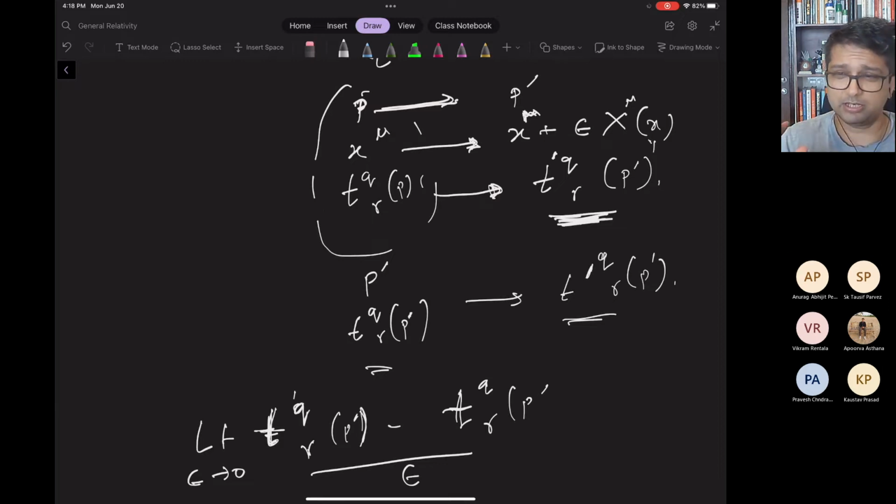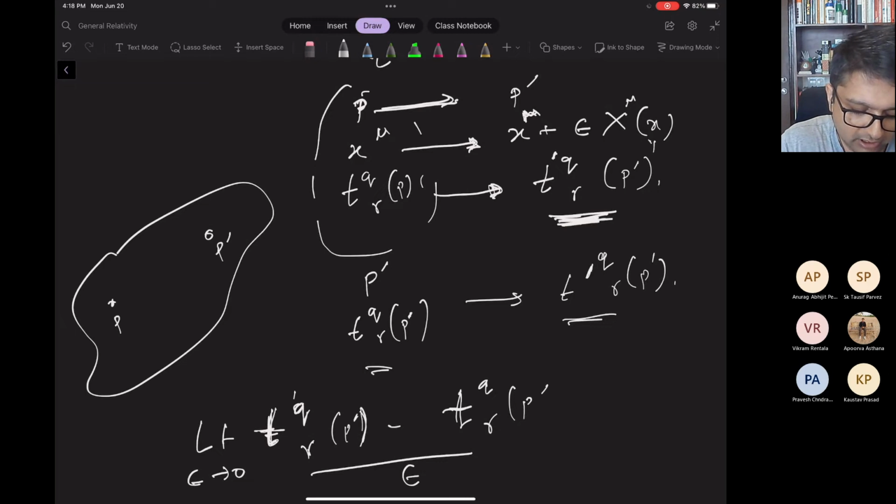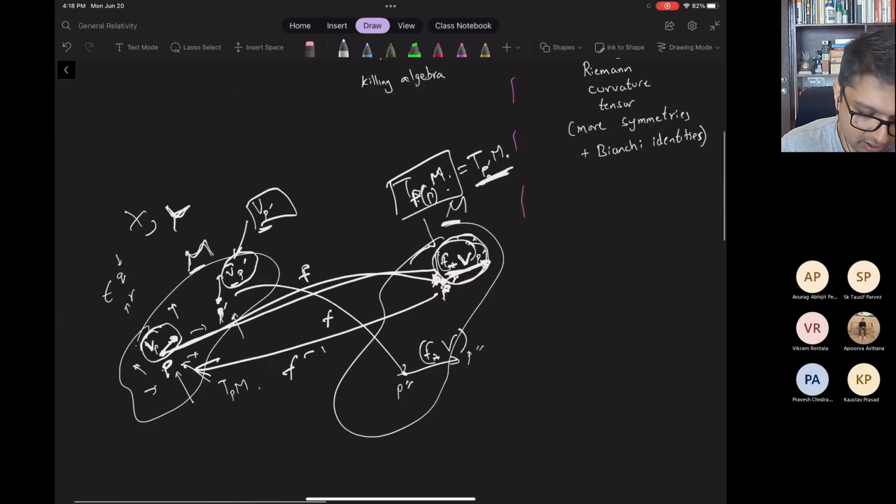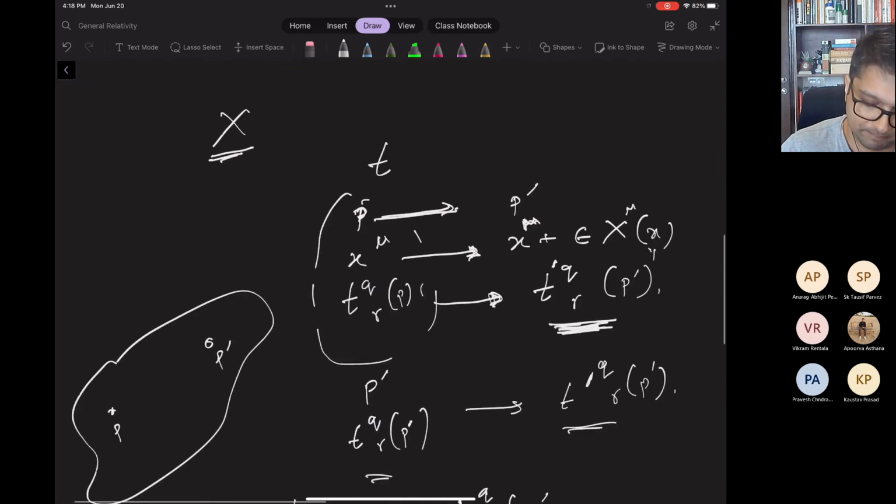That's a really important point. You can only compare tensors in the same tensor space, which means both of these have to be tensors at the point P prime. Tensors at a different point on the manifold belong to a different tensor space. You cannot compare tensors at some point P with tensors at some point P prime in general. In this case, what we did is we pushed forward / pulled back the tensor from the point P to the point P prime. Only then could we do a comparison with the tensor at the point P prime.